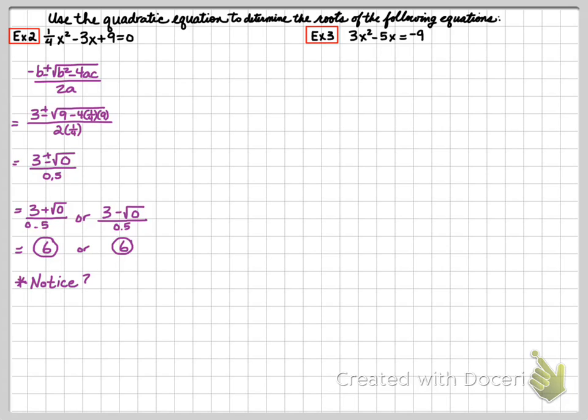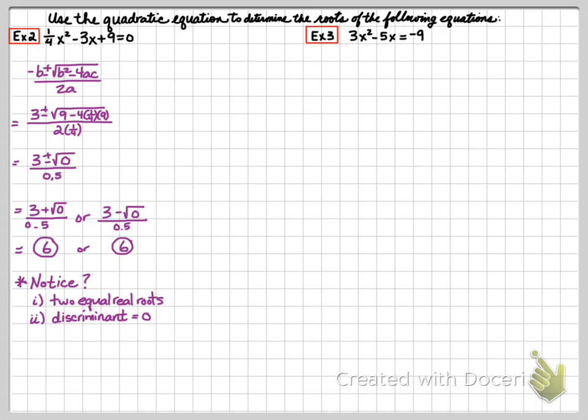This is the case where b squared minus 4ac is equal to 0, and you're going to get two equal real roots. What do you notice? Hopefully, you're going to notice two things. The first thing is two equal real roots, and secondly, that the discriminant is 0.